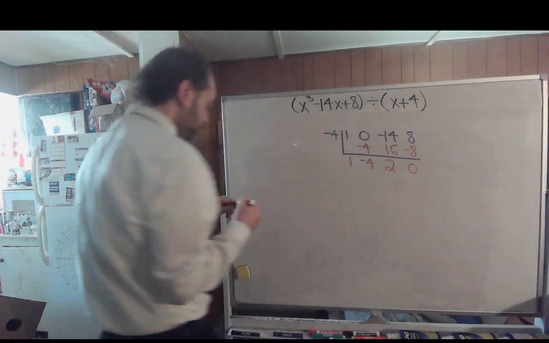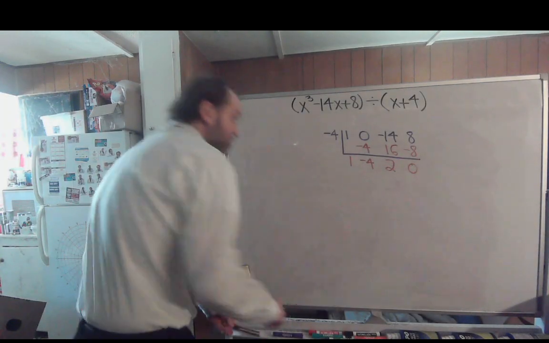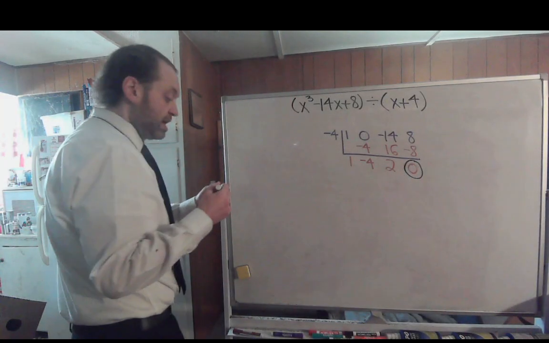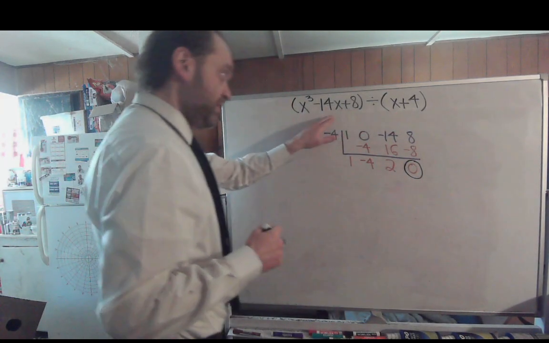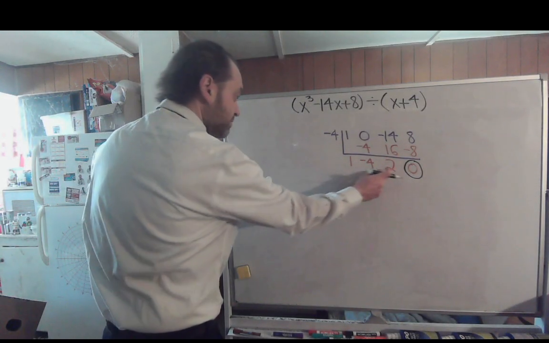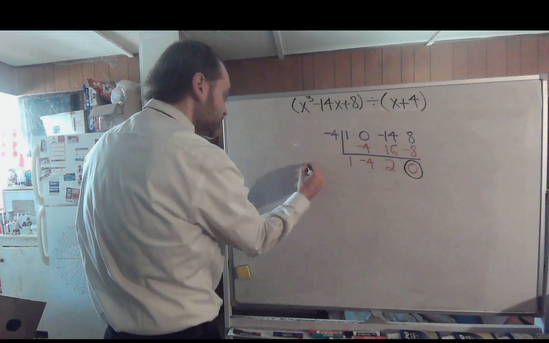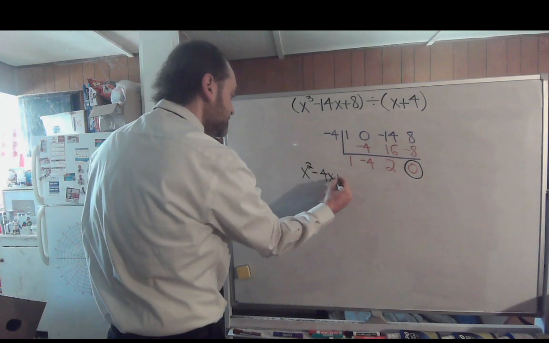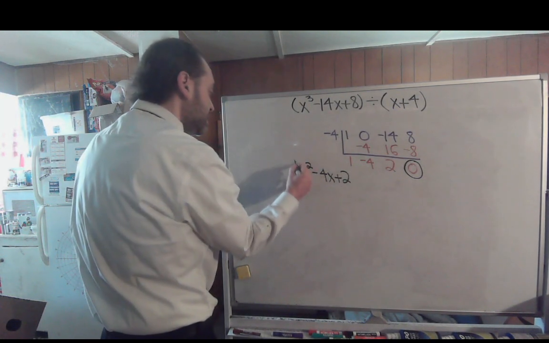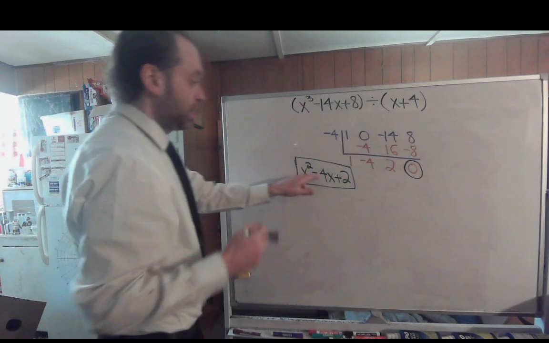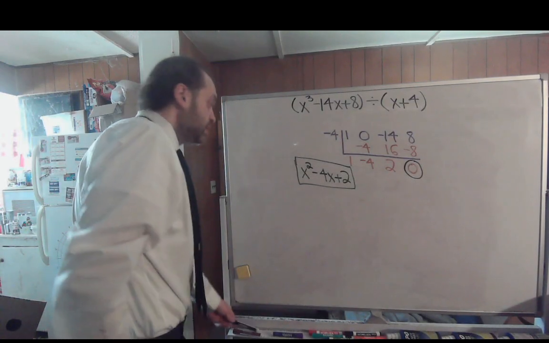What do you know? We have actually another remainder of 0. Since the remainder is 0, that means x plus 4 is a factor of this polynomial. So the answer can be written then from down here as x squared minus 4x plus 2. That's exactly what you would get for your answer. X squared minus 4x plus 2.